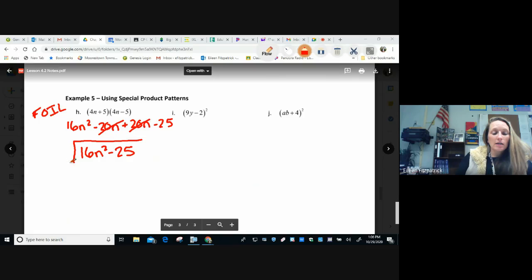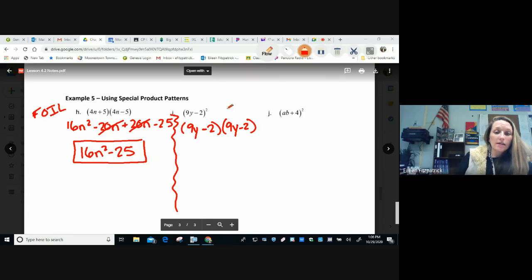This is the difference of squares pattern where you just square the first term, square the last term, and it's a minus sign in between. But if you don't remember the pattern, just FOIL like I showed you. Okay. For the next one, when you have a binomial squared, the one thing you need to be careful of, and I see this all the time, you cannot just square the first term and square the second term. That's not going to work. You have to write it out as 9y minus 2 times 9y minus 2, and then you're going to FOIL.